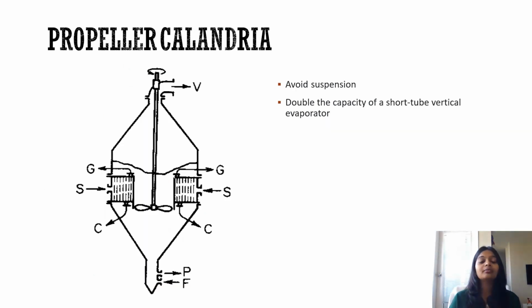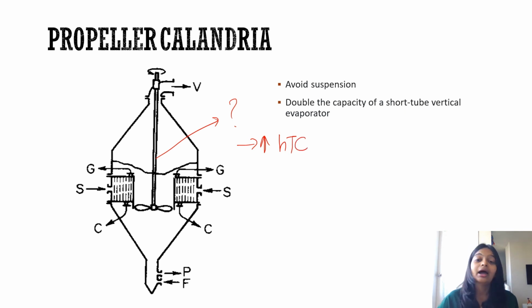Now, talking about the propeller calandria. For example, if we talk about scaling, we need to provide a propeller. Why a propeller? Because it increases the heat transfer coefficient. It is used to avoid suspension, so whenever you have suspended solids, you can use this. It increases the heat transfer rate and also doubles the capacity of the same short tube vertical evaporator. But it also imparts mechanical energy.